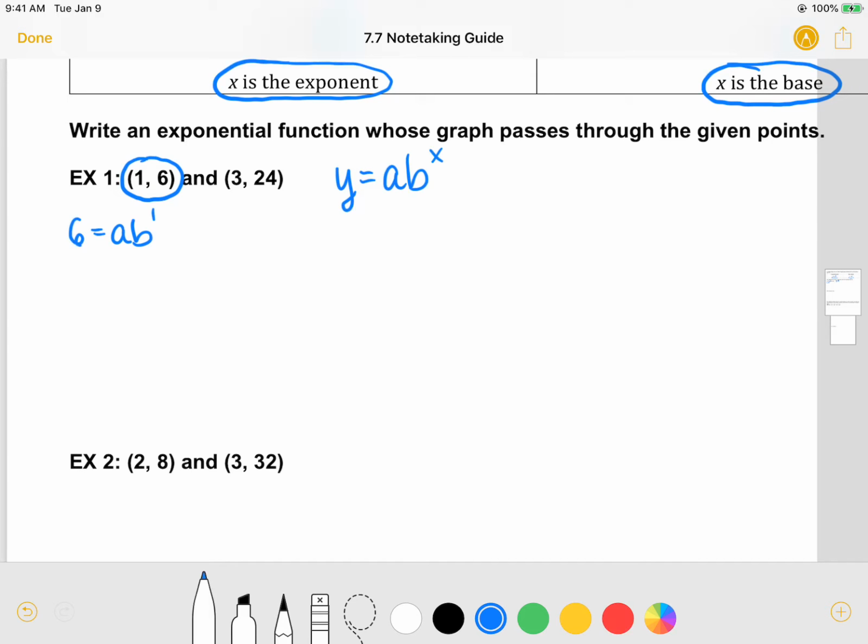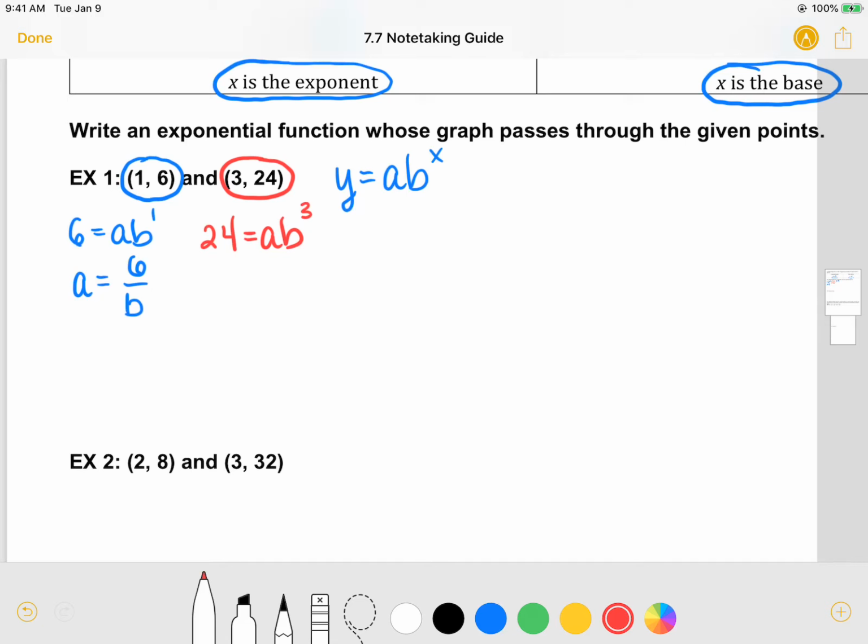So we're going to solve this first equation, 6 equals ab, for a. So I want to divide both sides by b. So I'm going to rewrite this and say a is equal to 6 over b. Now we're going to grab the second point, (3, 24), and do the same thing. This time we're going to substitute in 3 for the x and 24 for the y. So 24 is equal to ab raised to the third power.